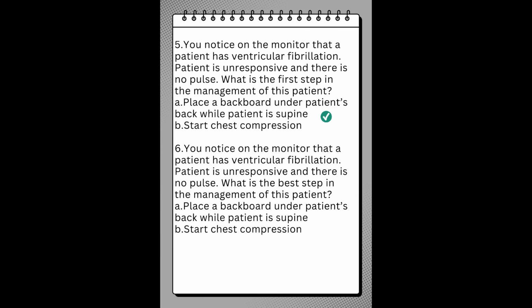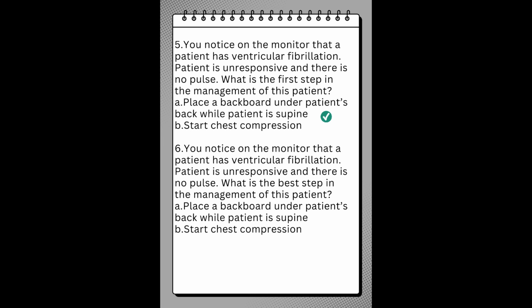First step in management. Number 6 says you notice on the monitor that the patient with ventricular fibrillation is unresponsive and there is no pulse. What is the best step in management of this patient? It's the same question, but the difference is what is the best. First one says what is the first. This is asking us what is the best. So A. Place the backboard under the patient while patient is supine.